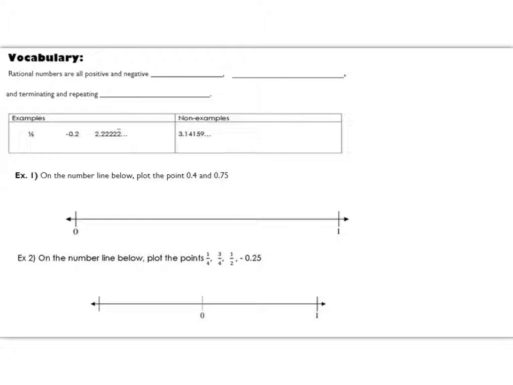So let's refresh our memories on what rational numbers are. You're going to write these in your notes. Rational numbers are all the positive and negative integers that we've been working with already, so they're part of this group. But it also includes fractions, and terminating and repeating decimals. And you can see we have some examples of each.